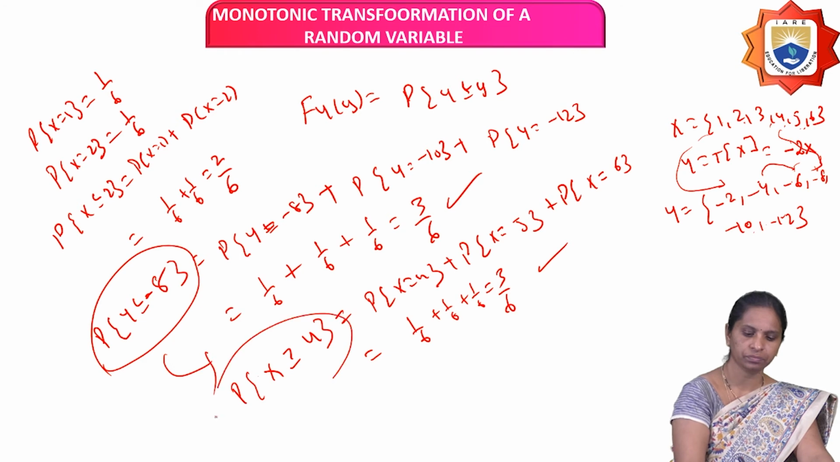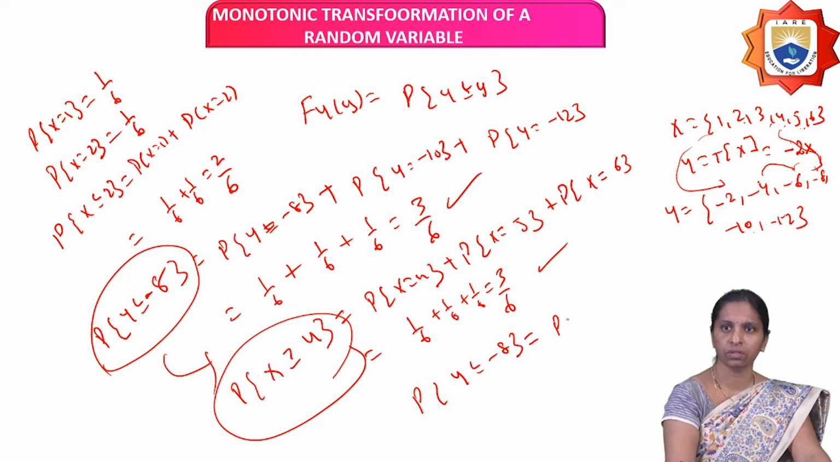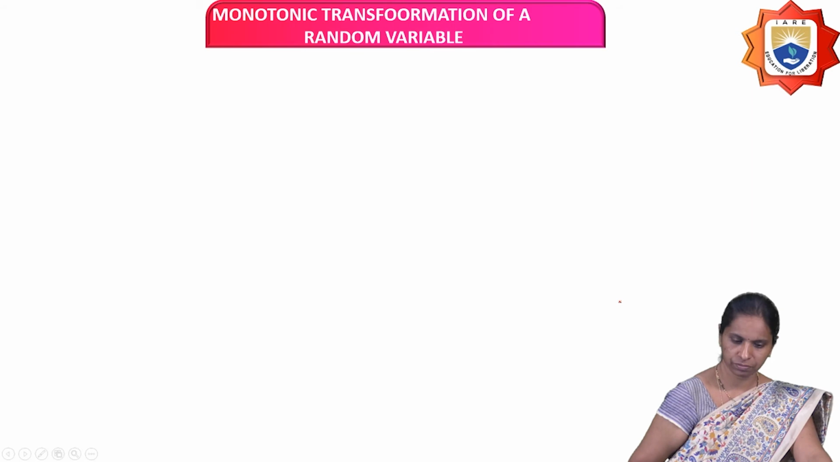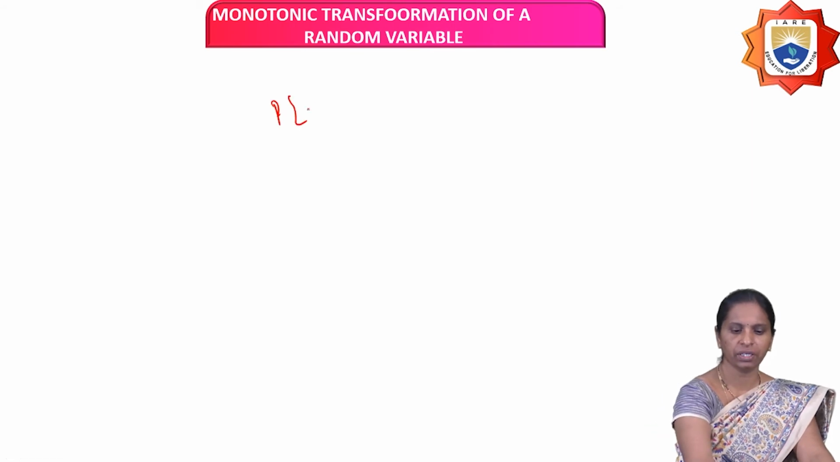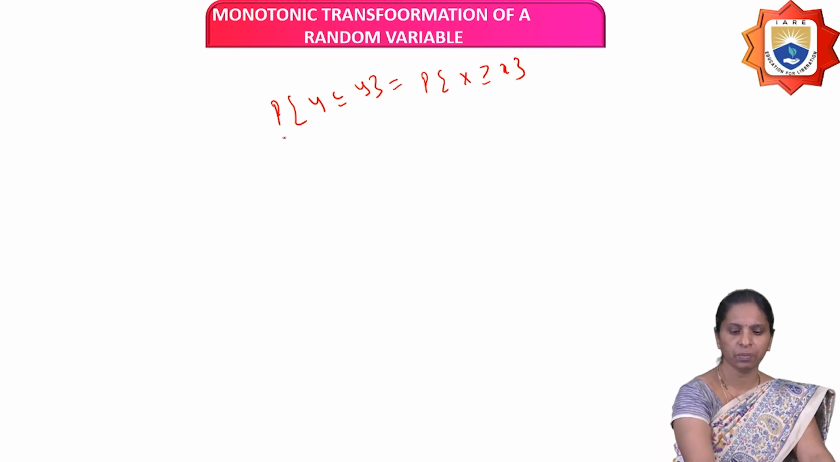These two are equal. See here, the probability that Y is less than or equal to minus 8 equals the probability that X is greater than or equal to 4. So in general, for any value, the probability that Y is less than or equal to y equals the probability that X is less than or equal to x. Now, the probability that Y is less than or equal to y is nothing but the distribution function F(y) of Y.